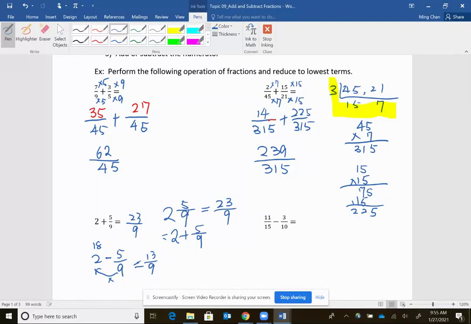Okay, I use the ancient Chinese secret, as I call it. I use that trick to help me find the answer quickly, which is take the denominator times the whole number. Okay, then I will add or subtract the other numerator to get my answer.